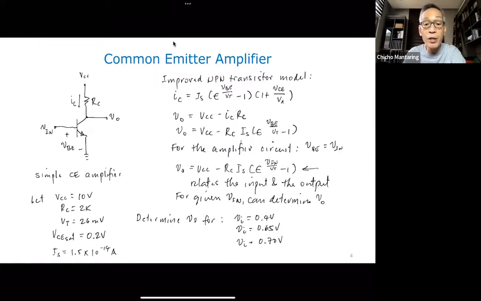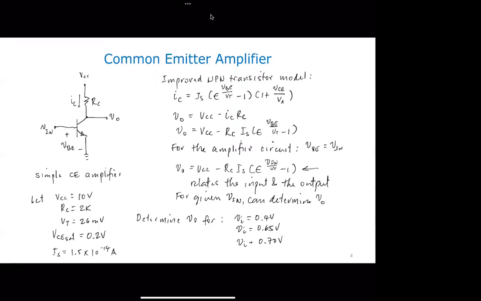Anong mode of operation at VI equal to 0.4 volts? Anyone? Sigaw na lang ninyo. Anyone, please. What is the mode of operation? Cut off po. Yeah, cut off, di ba?